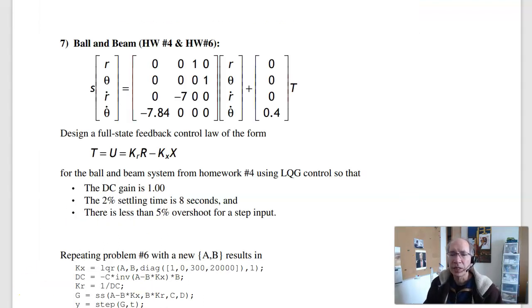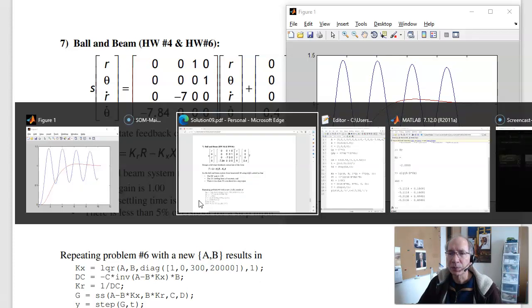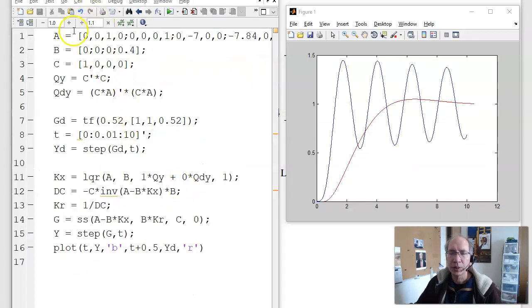Okay, let's try it again with the ball and beam system. Give it a new A and B matrix, find the optimal feedback gains Kx, well, I wouldn't say optimal, find feedback gains Kx to give you this response. I'm going to use the same trick as before. So here is my A and B matrix. My output is position. That tells me Q for Y is just C transpose C. The Q matrix for Y dot is CA transpose CA. Here's my desired response. Find Kx using LQR.